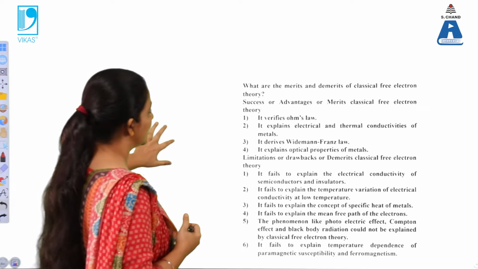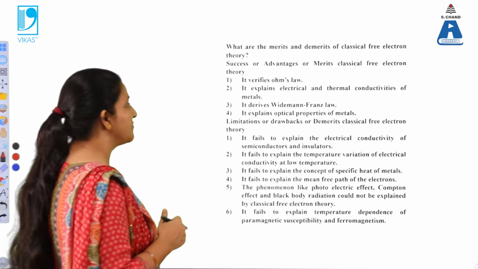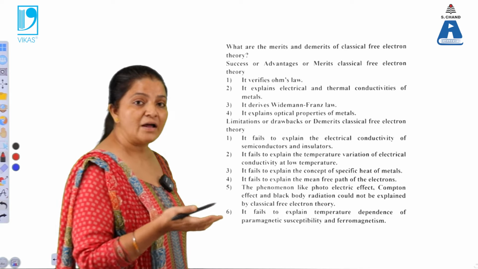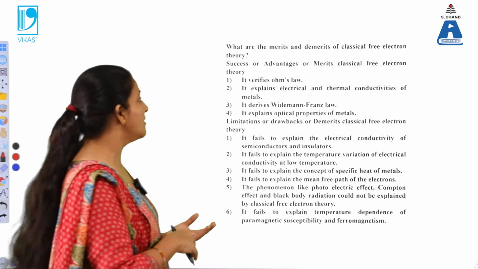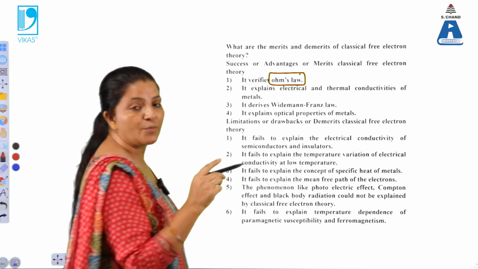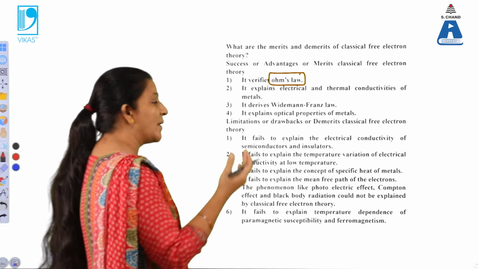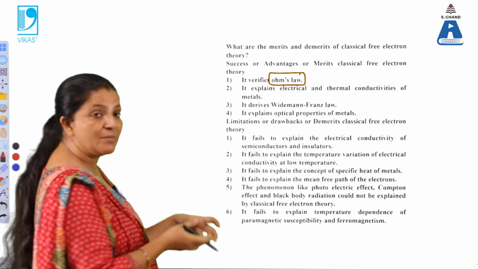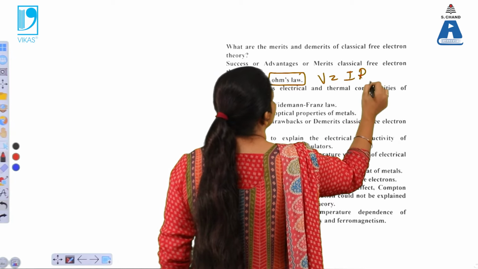So what are the merits and demerits over here? Now, when the particle suffers multiple reflections and can move freely, and the collisions are elastic, the energy remains conserved, so it will obey Ohm's law. That means the energy of the particle will remain constant. When the electrons are moving, the current must be flowing over there. So in that case, V is given by V equals IR.